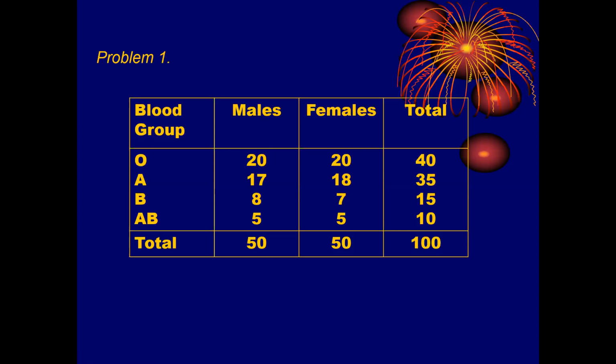Now let me tell you this. If you want to study the relationship between gender and blood group type, of course, as a researcher, you need to list the possibilities. One of the qualities of a variable is that it should be exhaustive and it should be exclusive.